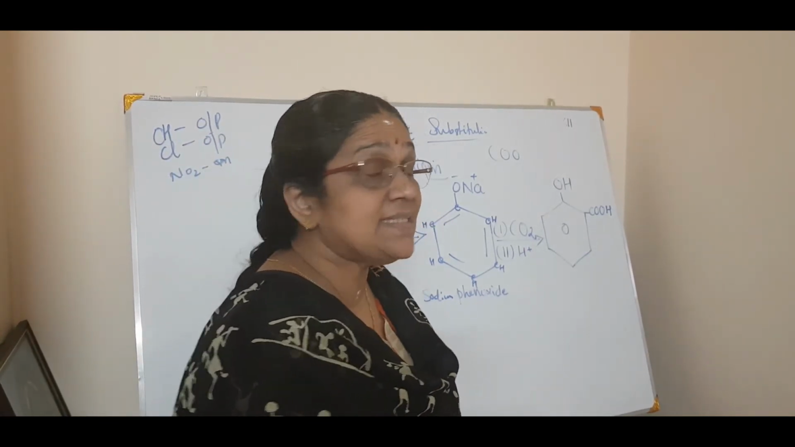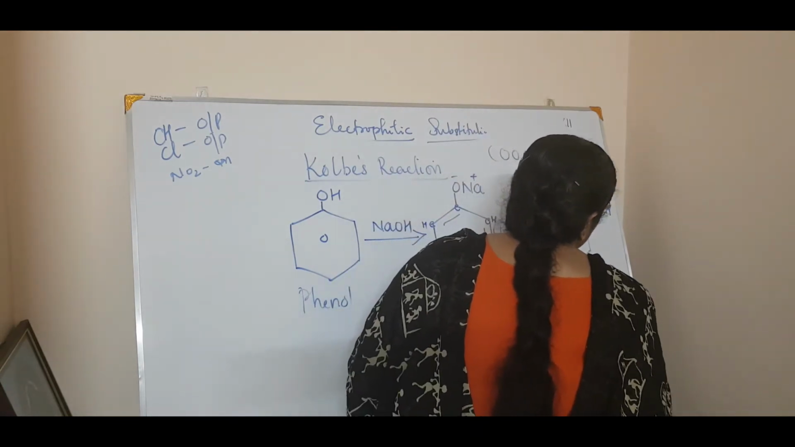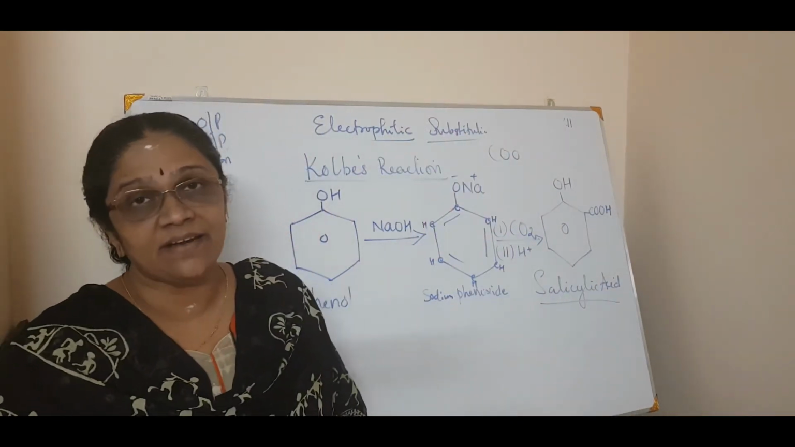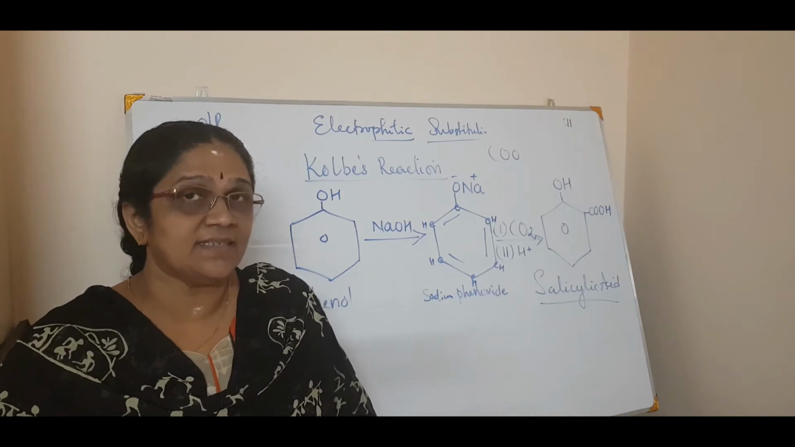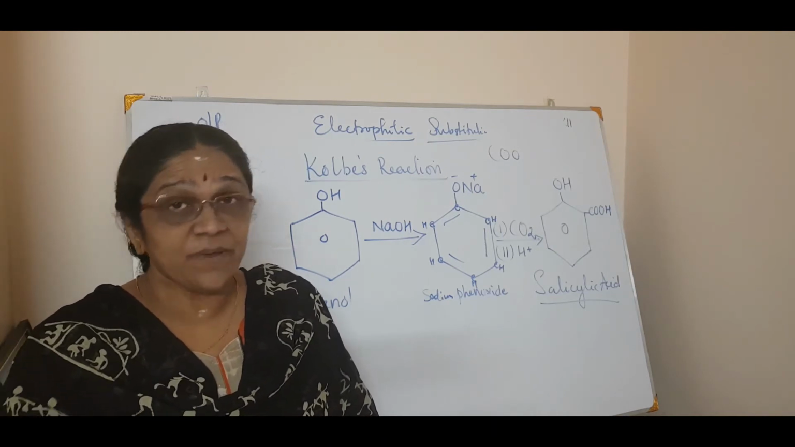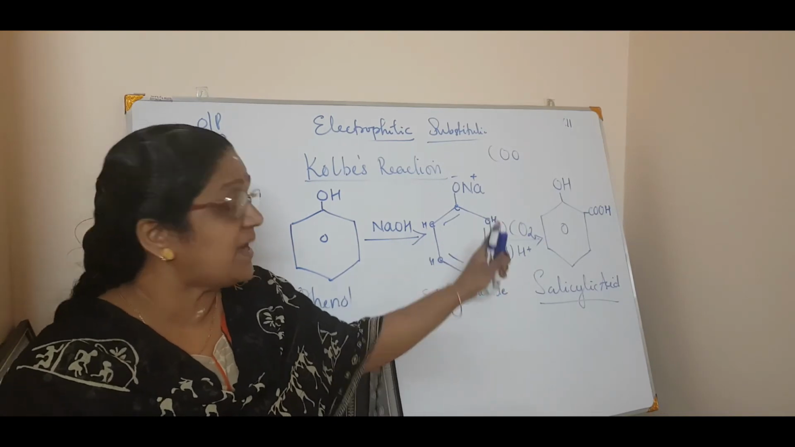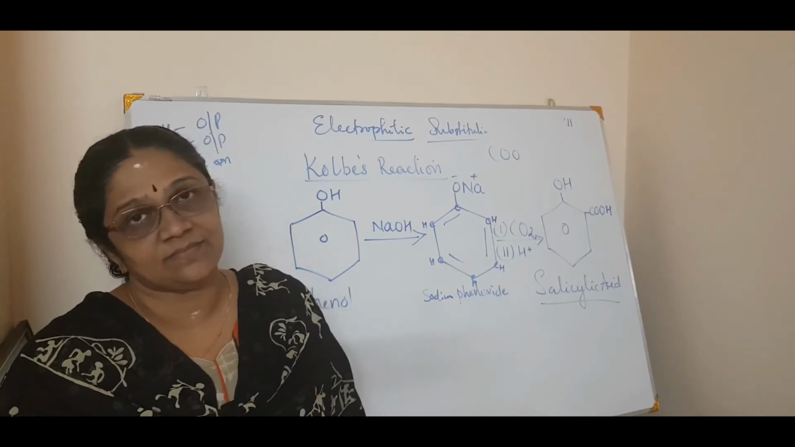And you know this compound, and this compound is called as salicylic acid. You know it? Salicylic acid. What is it? You have studied, isn't it? Acetyl salicylic acid is what? Aspirin. So you have studied. So orthohydroxybenzoic acid is called as salicylic acid.